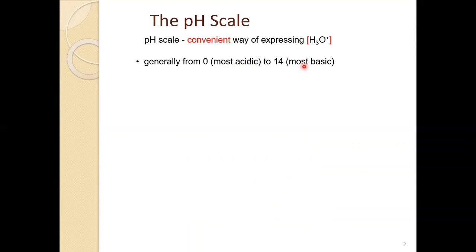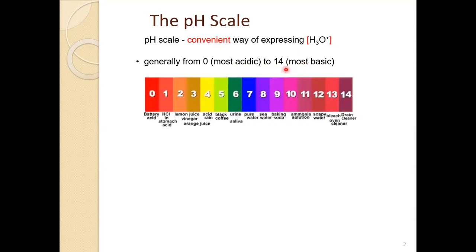So as we go to the extremes of this pH scale, to the far left, low pH means more acidic, and high pH means more basic, the opposite of acid. And in the middle, we get a neutral solution.